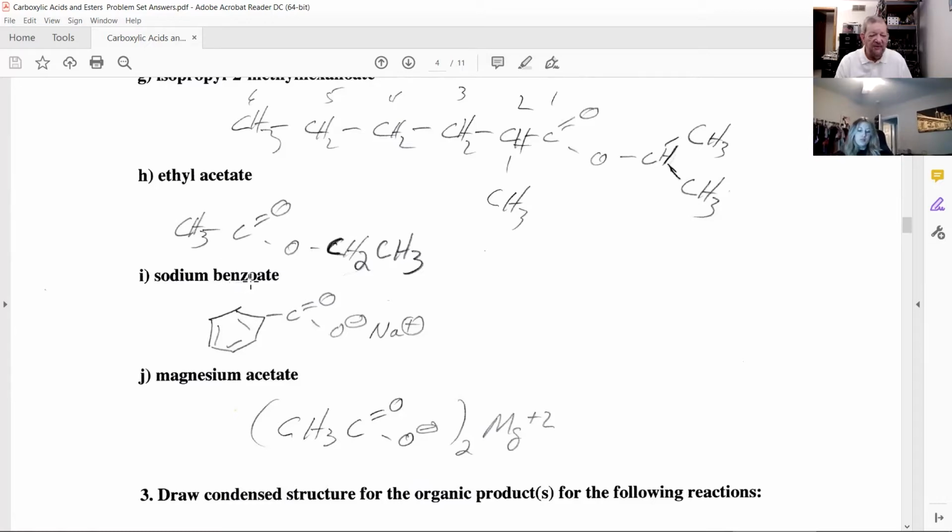But here we have sodium benzoate, OAT ending, ester? Now this one comes from the old way, benzoic acid. But notice it has the name of an element in front, not an alkyl group. That tells you it's a carboxylate anion, and the cation, plus charge, is sodium. You don't have to show your charges. I always do.